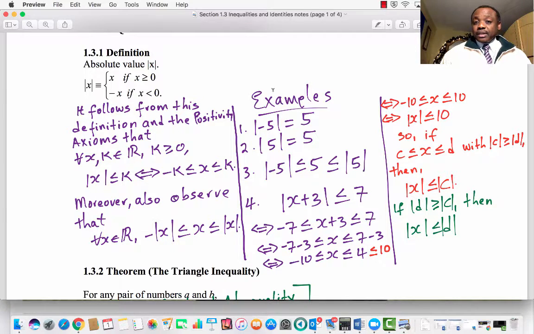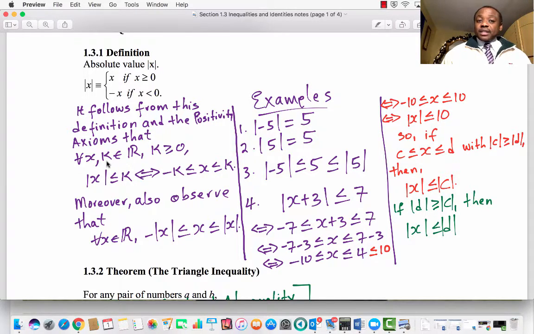For example, the absolute value of 5 is 5 because 5 is greater than 0. The absolute value of negative 5 is negative of negative 5, which is 5. So the absolute value of x is always non-negative, i.e., it is always greater than or equal to 0.